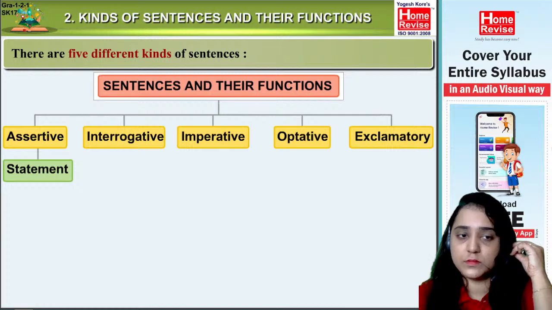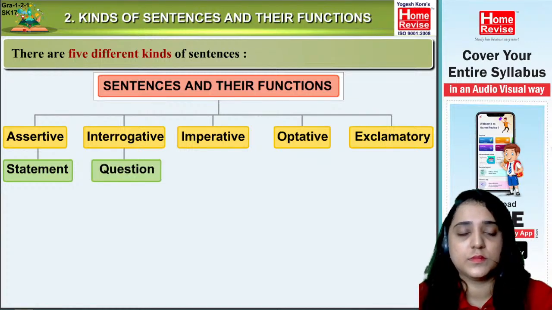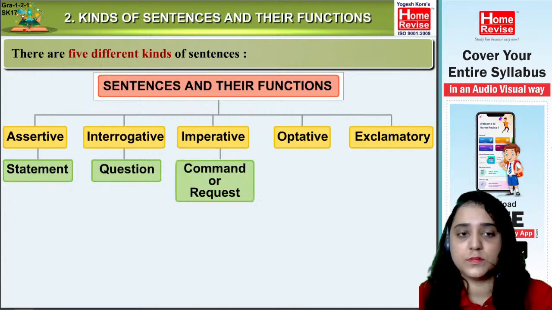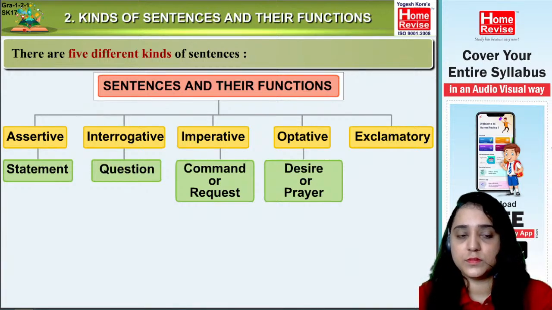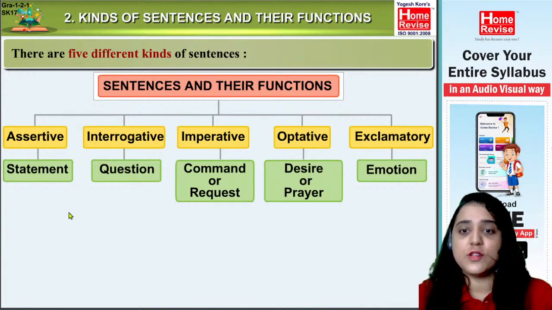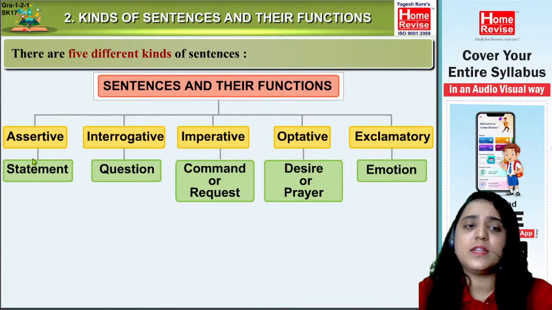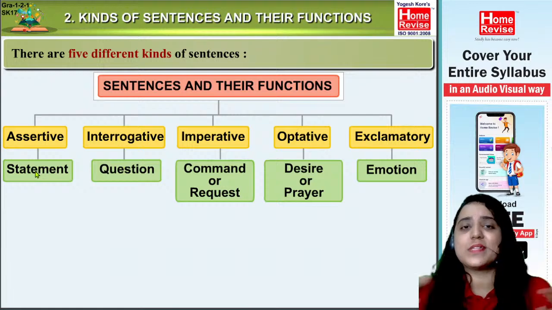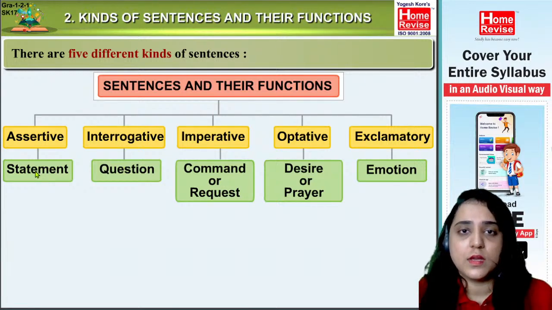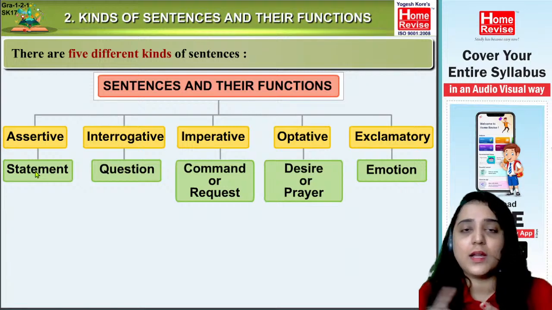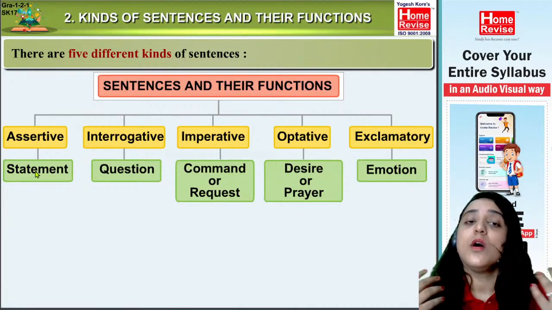Assertive gives a statement, interrogative shows a question, imperative shows command or request, optative shows desire or prayer, exclamatory shows emotion. Now let's understand what exactly each one is. If I talk about assertive, assertive is basically a statement, like any normal statement, for example good morning students. There is no question, no command, no request, no desire, no prayer, no emotion. It is just a normal statement like good morning students, good afternoon students or good evening students.